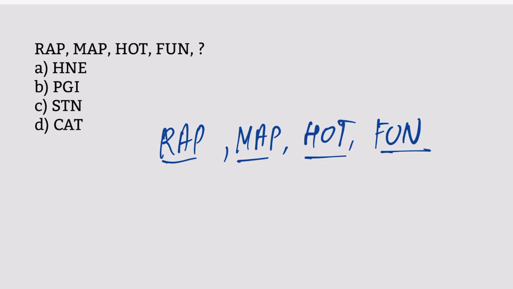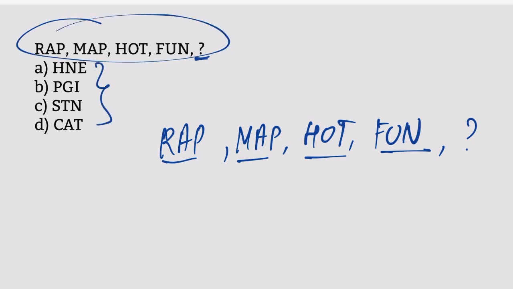Now what we have to do here is there is a question mark here. We have to find out the next word which is part of this particular group. So we have four options: HNE, PGI, STN, CAT. Now this is also slightly tricky because we have to identify the rule here, the code here. Only then will we be able to identify the next word in the series. Now, how do we identify the code?